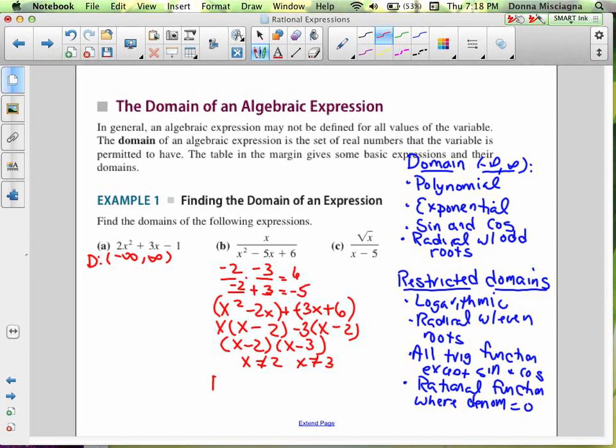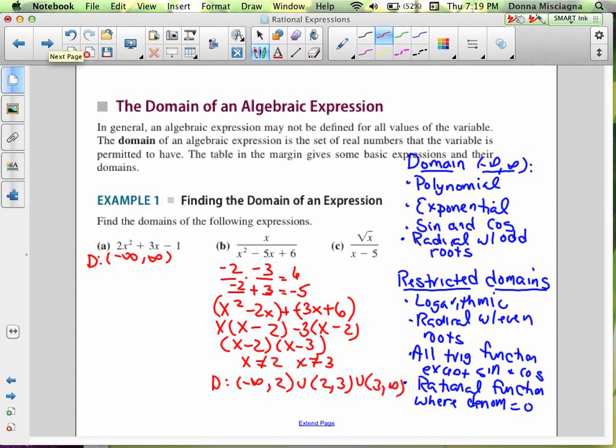So we can write the domain as all real numbers, but just skip over those values we can't use. So the domain would be negative infinity to 2, because that's the smaller of those two numbers. That symbol there means union, right? It's another way to say and. So negative infinity to 2 and 2 to 3. So we're just skipping over 2, and we're skipping over 3, and everything else is okay.